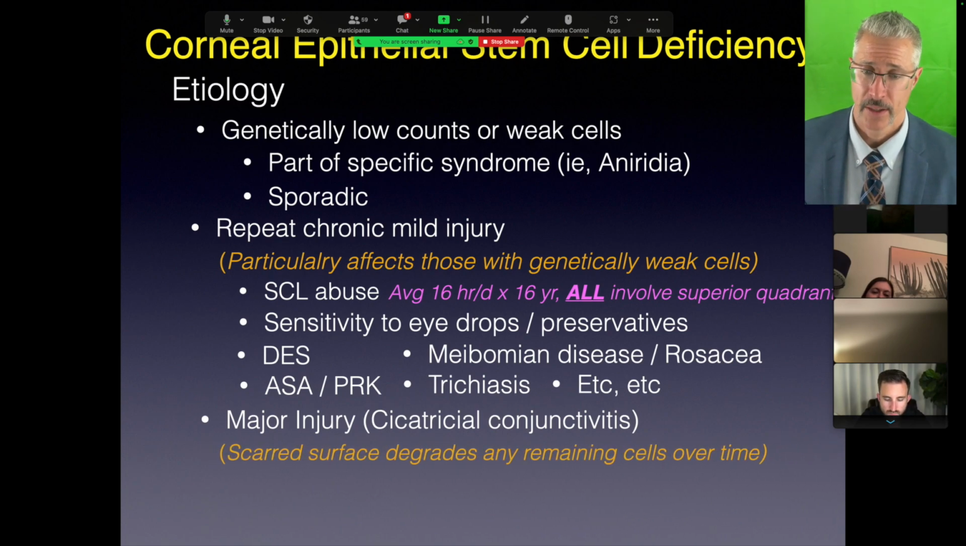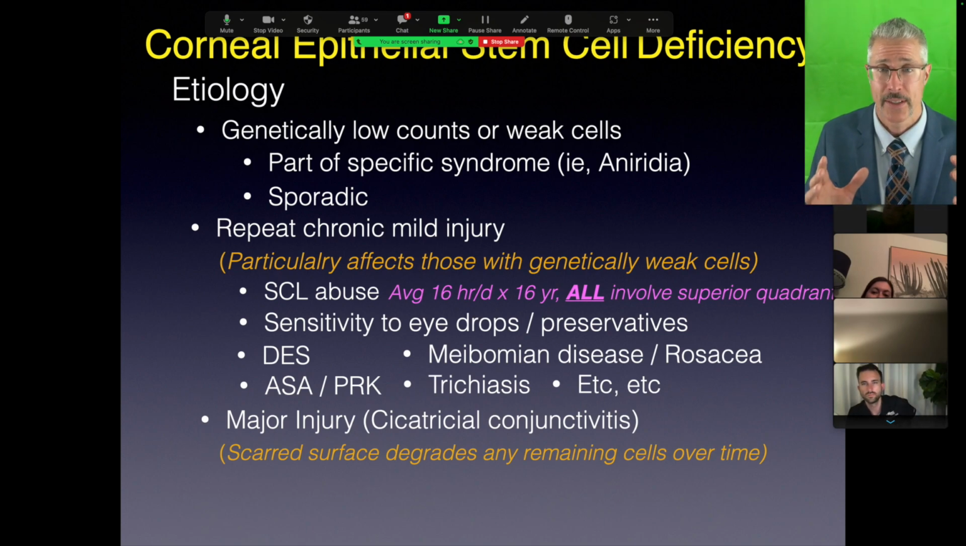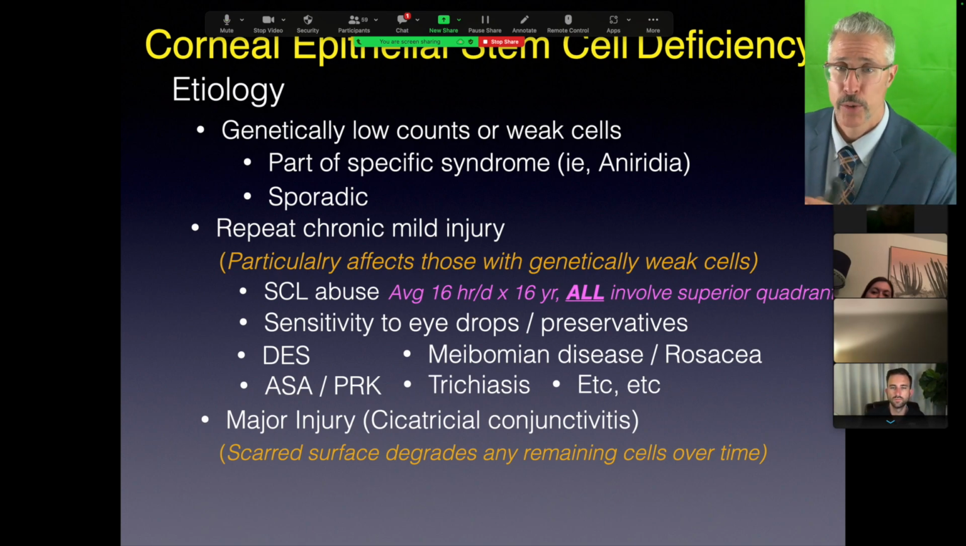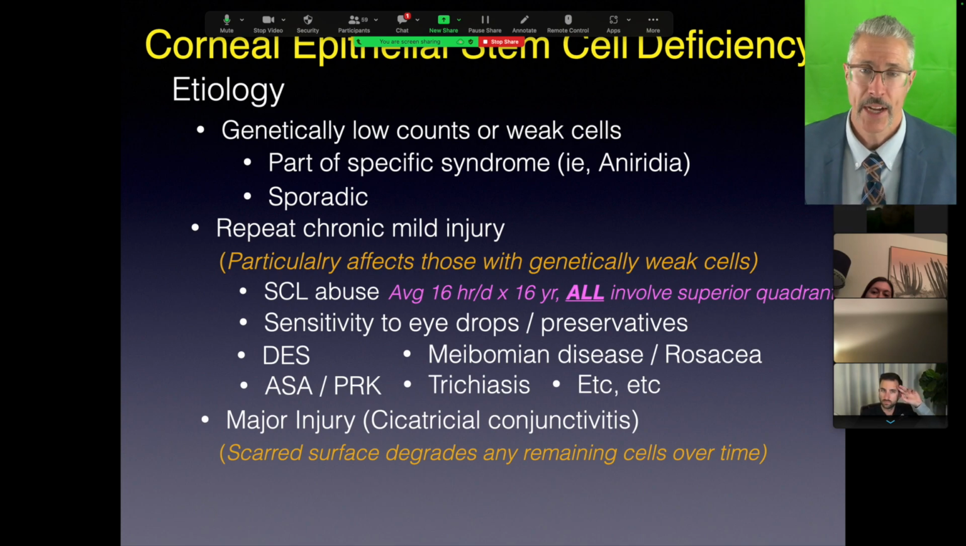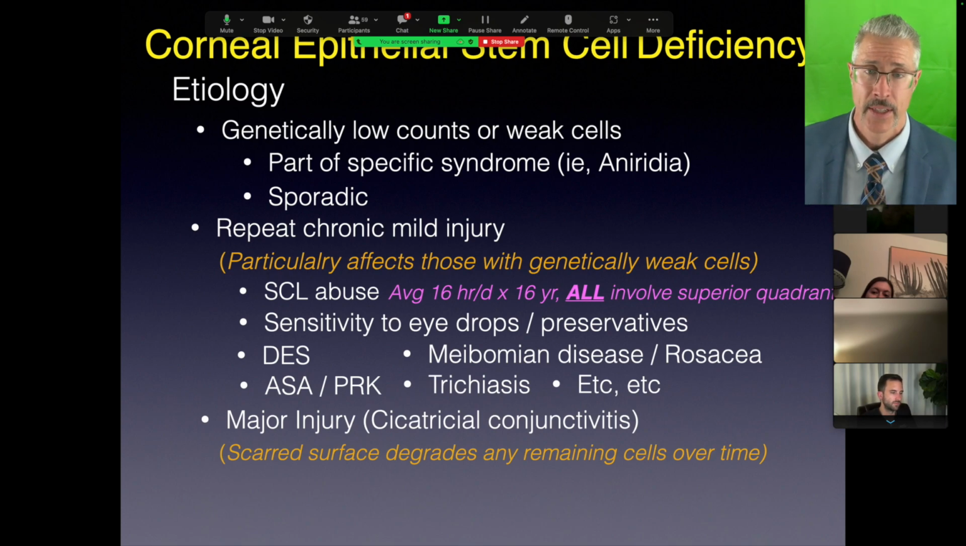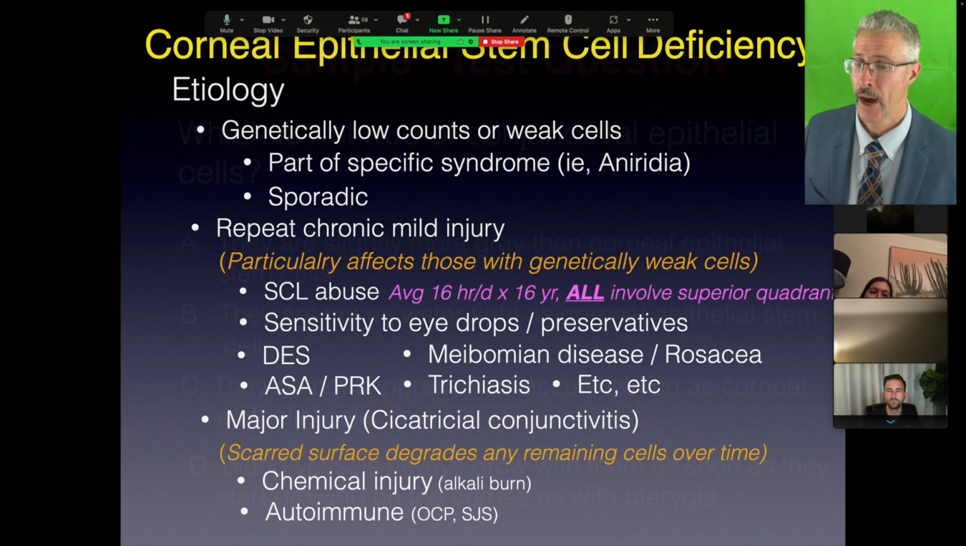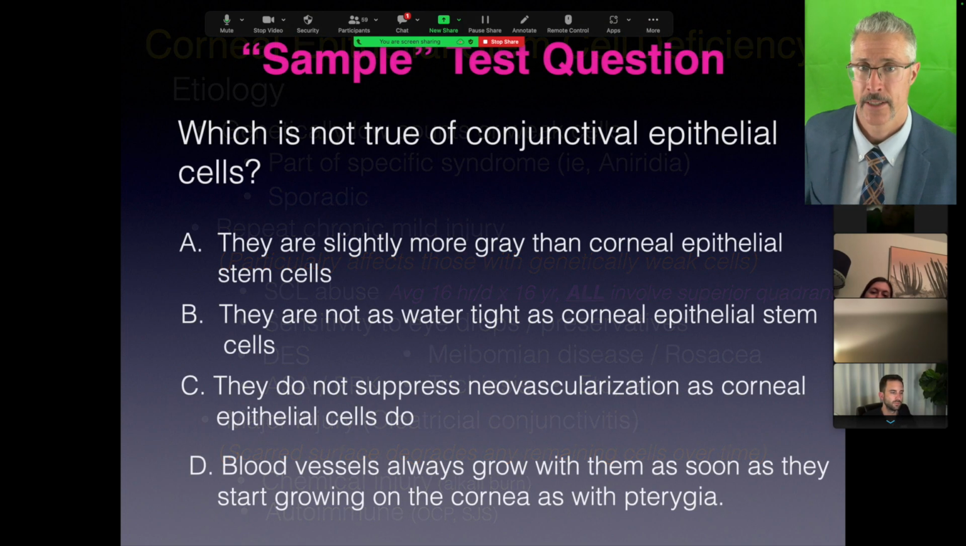Major injuries is going to be something that's just crushing your epithelial stem cells, but then you scar the surfaces, and the actual cicatricial surface does repeat injury over time to erode the rest of them. So if you catch them when they still have some stem cells, you want to make the surface better, treat any scarred surfaces with mucous membrane grafts, and take away these insults, treat the dry eye. The major injuries, of course, is going to be a chemical injury or an autoimmune disease like Steven Johnson's.